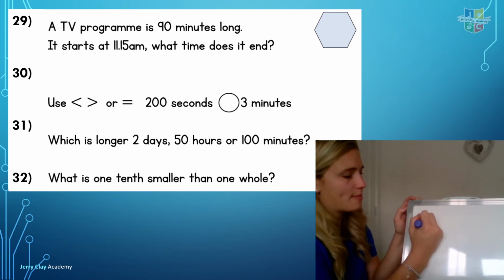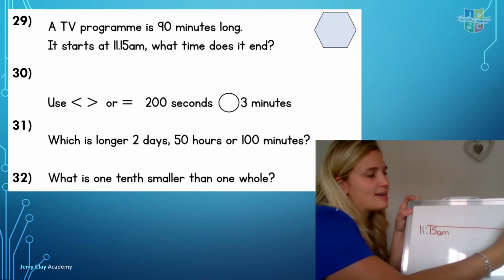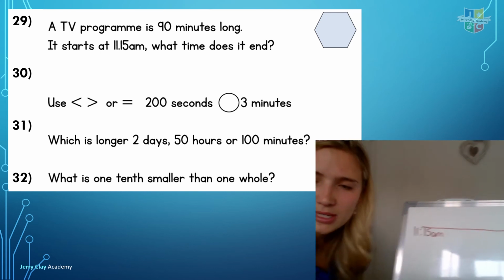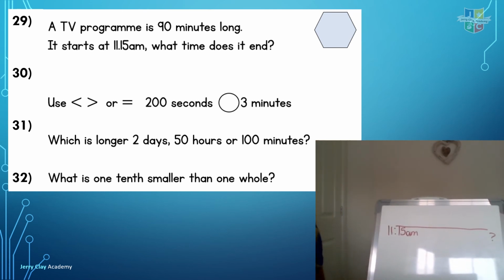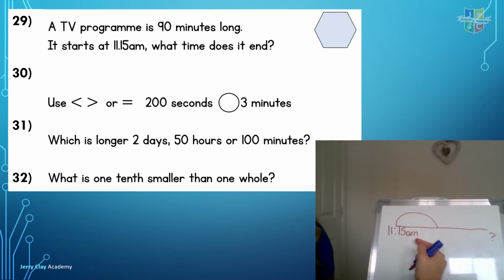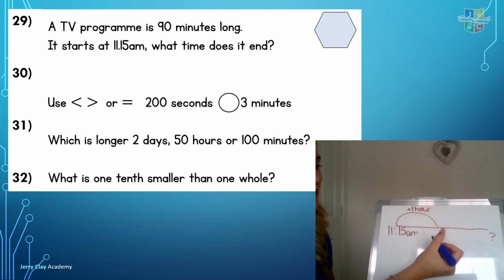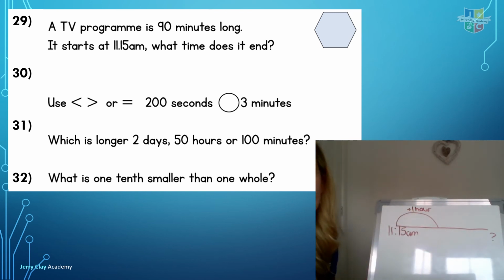Okay, a TV programme. It starts at 11:15 AM, and we know it lasts 90 minutes. But we don't know what time it finishes at, so we're going to work it out. Now I know in 1 hour there are 60 minutes, so I know it's going to go over an hour. So what I could do is add an hour on, because I know 1 hour is also the same as 60 minutes.